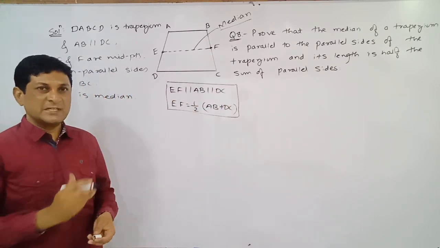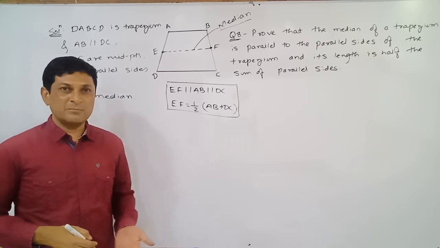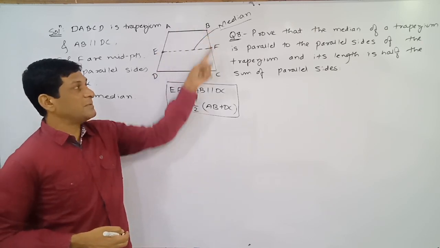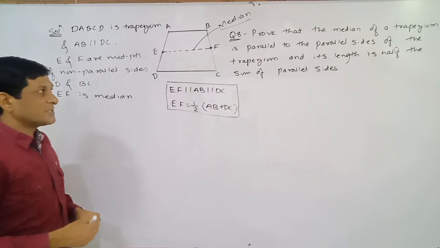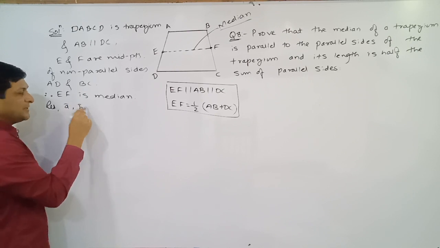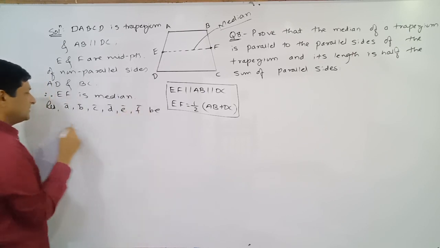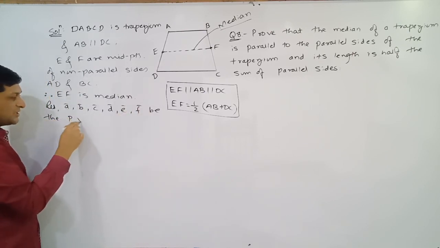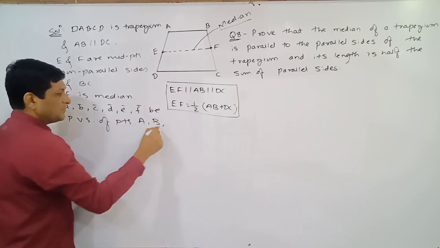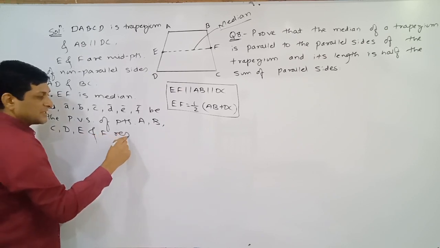Now to prove this result we are using the vector method. To apply the vector method, first we have to define the position vectors. So in total how many points are there? Six: A, B, C, D, E and F. So let us define their position vectors. Let A bar, B bar, C bar, D bar, E bar, F bar be the position vectors of points A, B, C, D, E and F respectively.